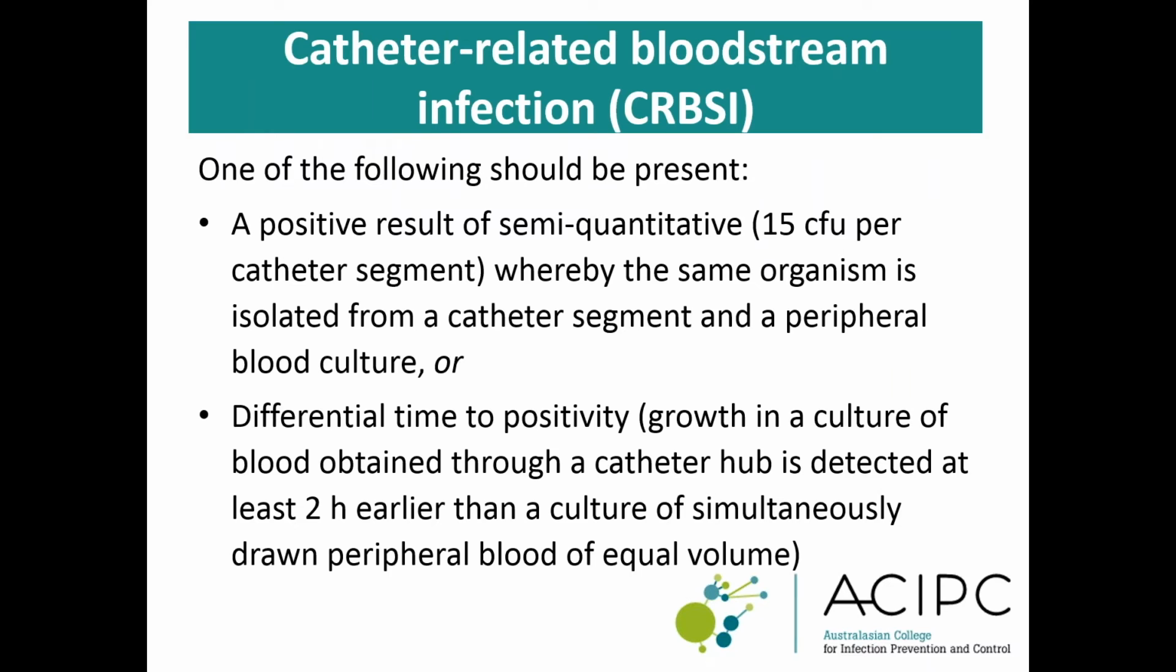Whereas catheter-related bloodstream infection, to say for sure that a bloodstream infection is definitely caused by the central venous catheter, then one of the following should be present. A positive culture result, so 15 colony-forming units per catheter segment, and the same organism is isolated from the catheter and a peripheral blood culture, or a differential time to positivity. And this means that the growth in the blood culture obtained through the catheter hub becomes positive at least 2 hours earlier than a culture of blood drawn from the peripheral access at the same time.